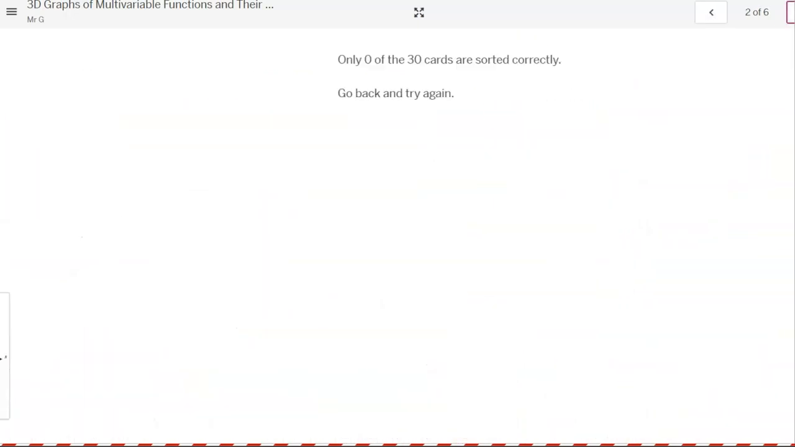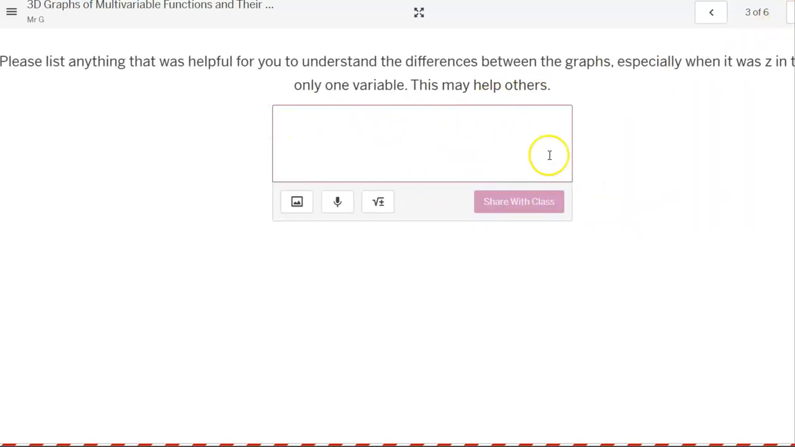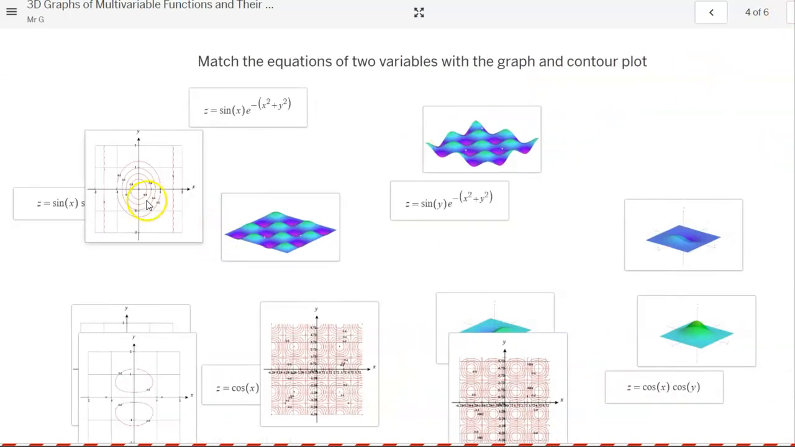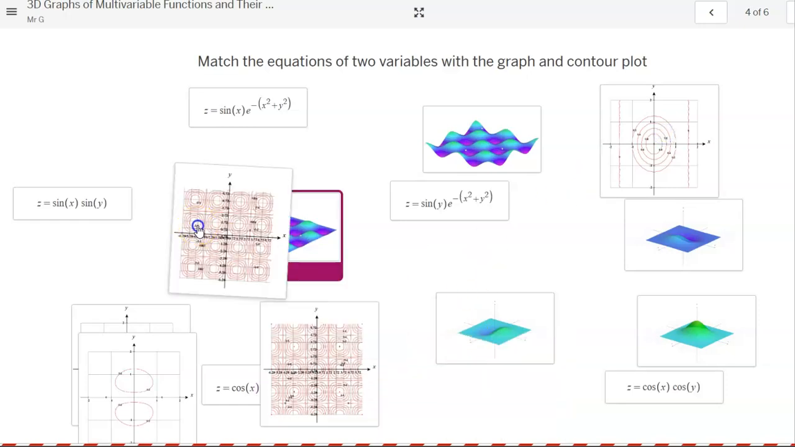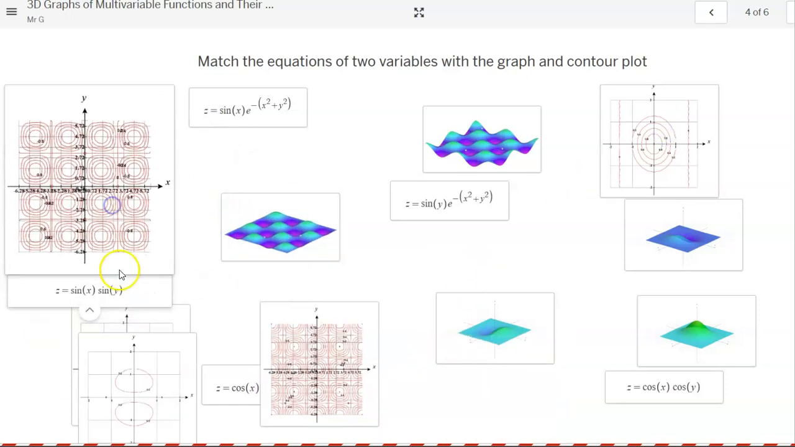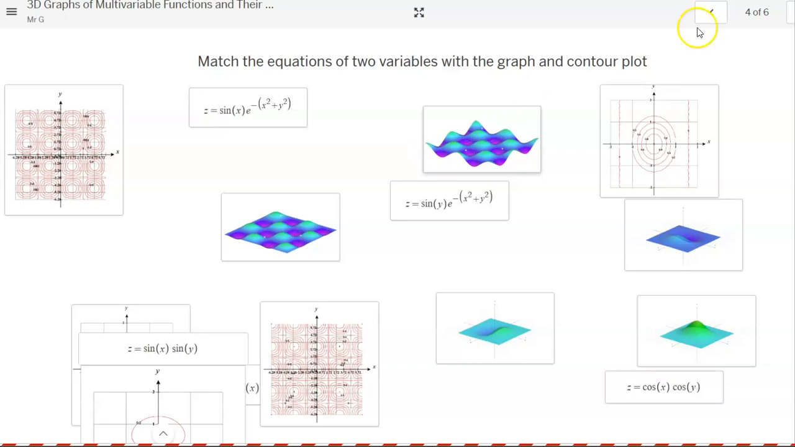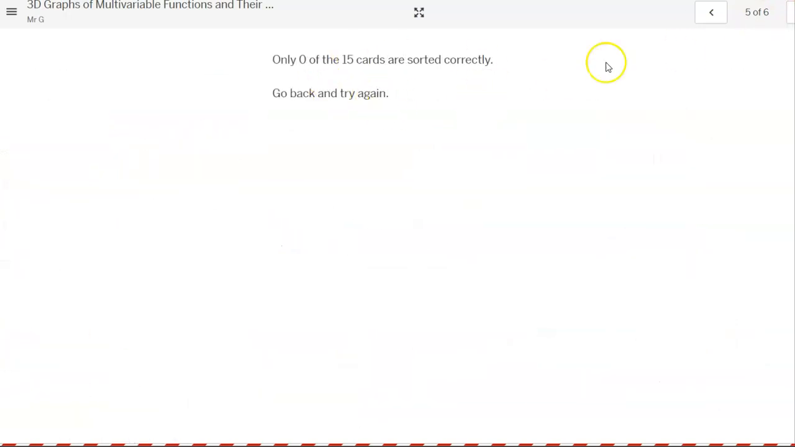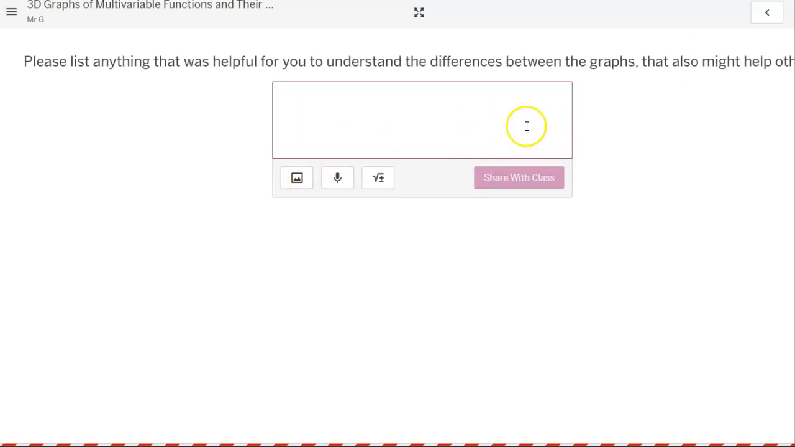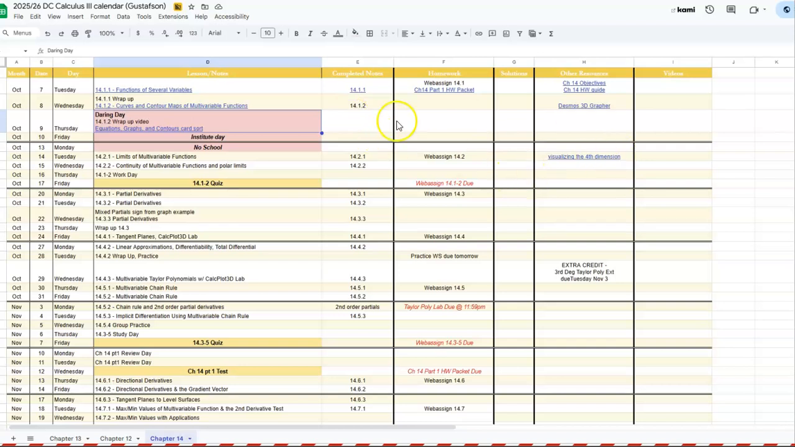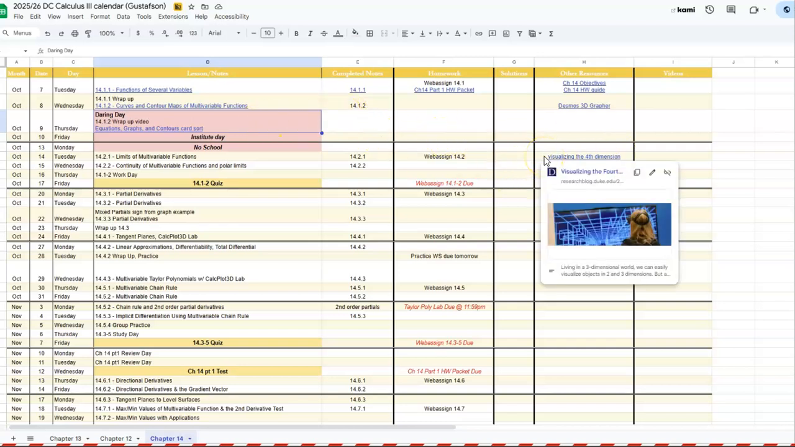If you go on to the next page, it will tell you how many cards are sorted correctly, and then you can list things here if you want to see what other people have to say. And there's a second one right here with some different functions, different graphs, and different contour maps. If you click on the cards, you do get to see a slightly bigger version. And again, you have a slide that tells you how many are matched correct, and then some lists of things that helped you do that. I think we'll talk about this a little bit on Tuesday.